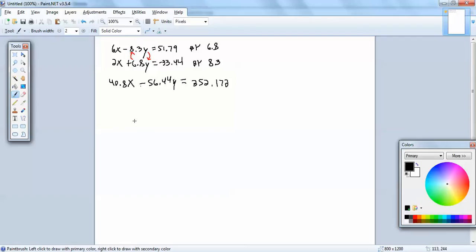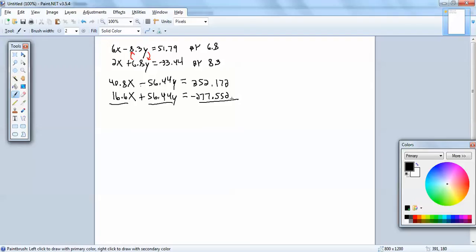8.3 times 2 is 16.6x. 8.3 times 6.8 gives us 56.44y, and 8.3 times negative 33.44 gives us negative 277.552. Assuming I typed everything in correctly.